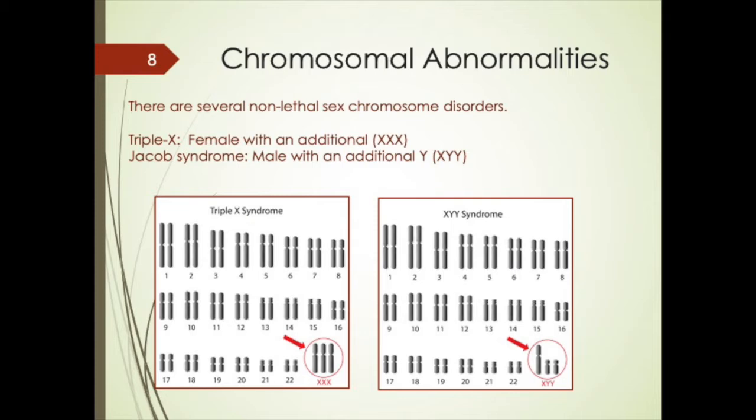Sometimes we have a female with an extra X chromosome. This is called triple X. And then we have Jacob's syndrome. Jacob's syndrome is a male with an extra Y. Sometimes this one occurs where males get a little bit more testosterone.